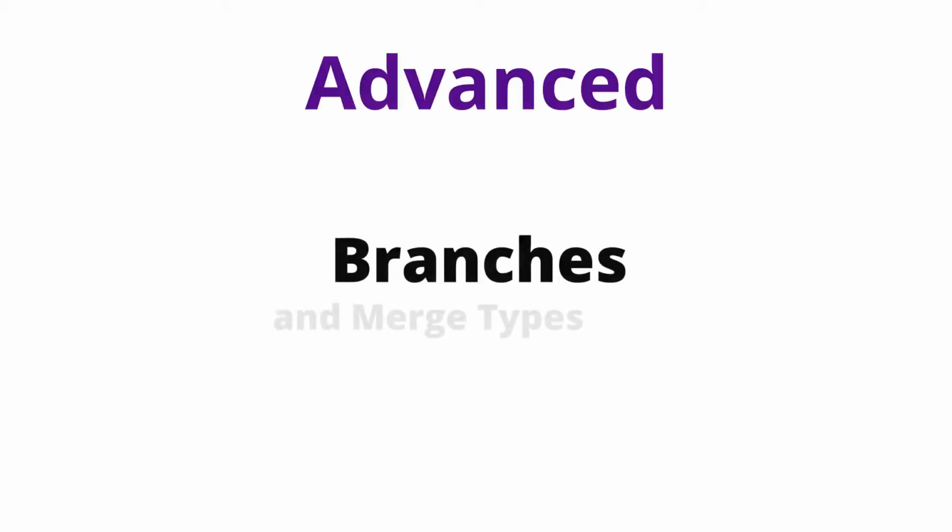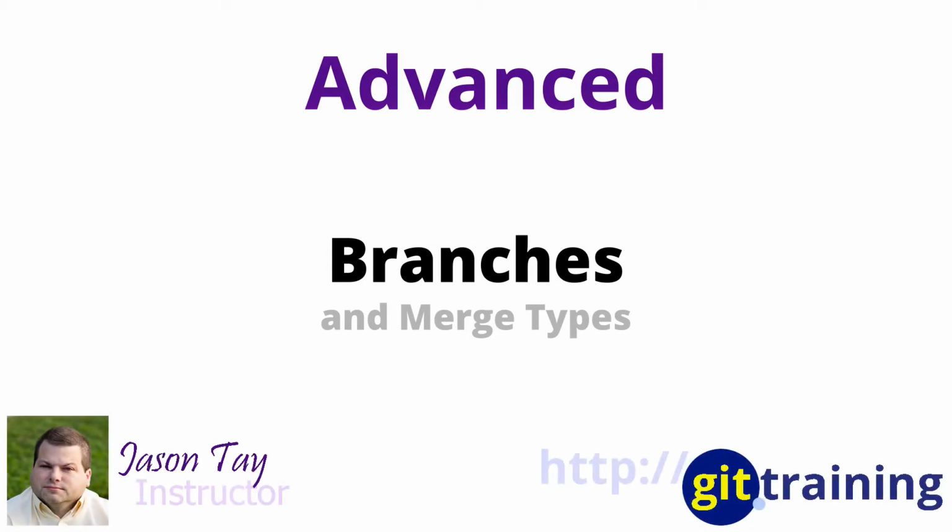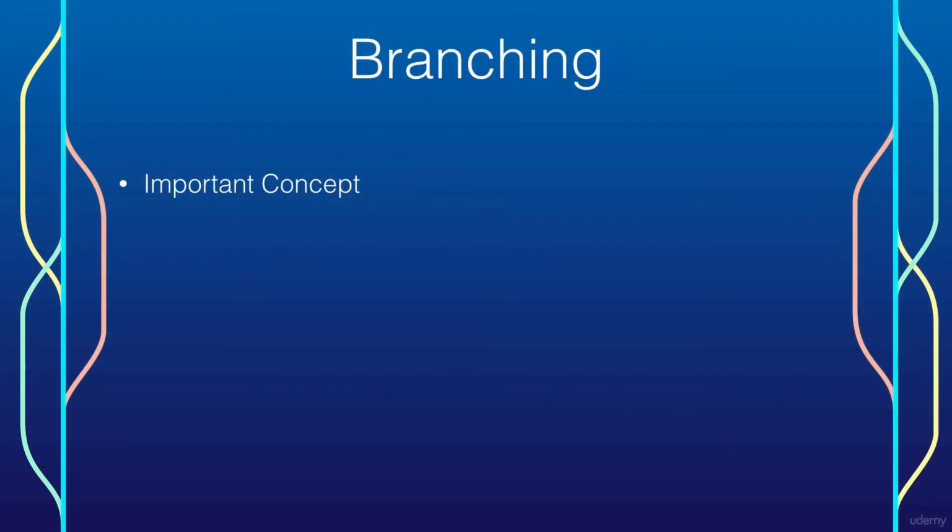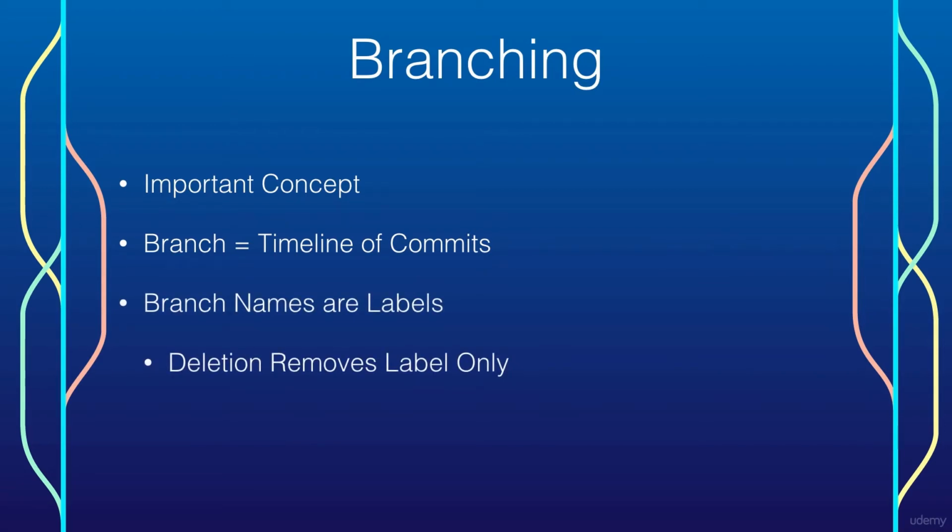Branching and merging are important concepts in Git. Git makes doing both branching and merging a lot easier than previous tools, and thus many workflows rely upon them. As discussed before, a branch is just a timeline of commits. More accurately, branches are the names or labels we give timelines in Git. We can create and delete branches without affecting timelines. All we are doing is creating or deleting labels of commit ranges in Git.